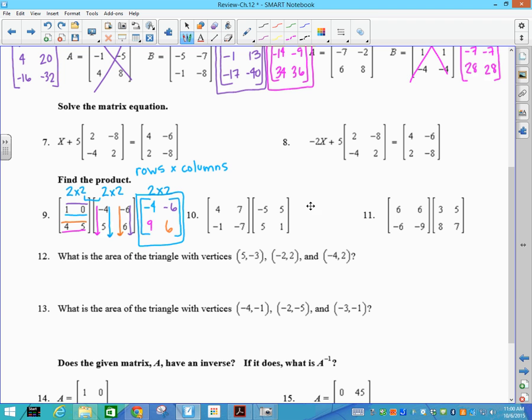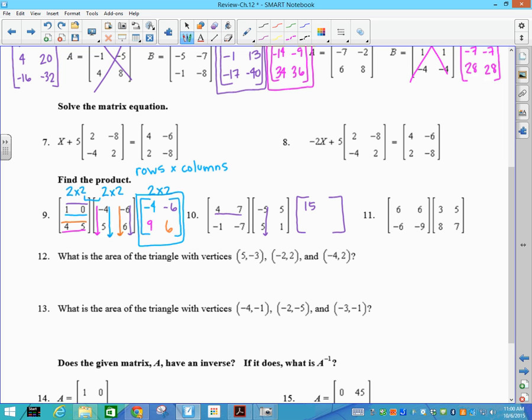So this one's going to start off with a 2 by 2 and a 2 by 2. If I'm giving you square matrices, those are always going to come up to that same dimension. Okay, so starting off, first row, first column. So negative 20 plus 35.